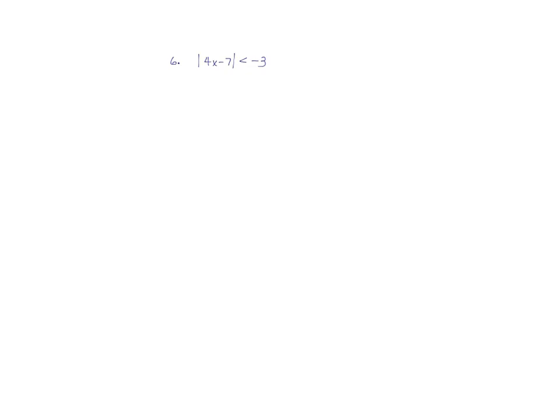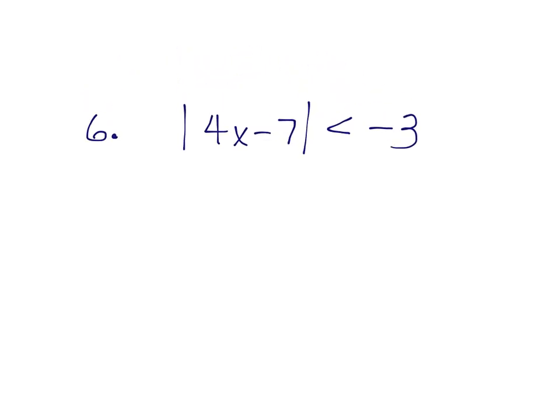And then here, notice it's less than a negative number. Less than a negative number tells me what's coming out of here is going to try to be negative, and it will never happen. So it's no solution, and that's how you write it in interval notation. It's just the circle with a slash. When it's less than a negative number, it is no solution.